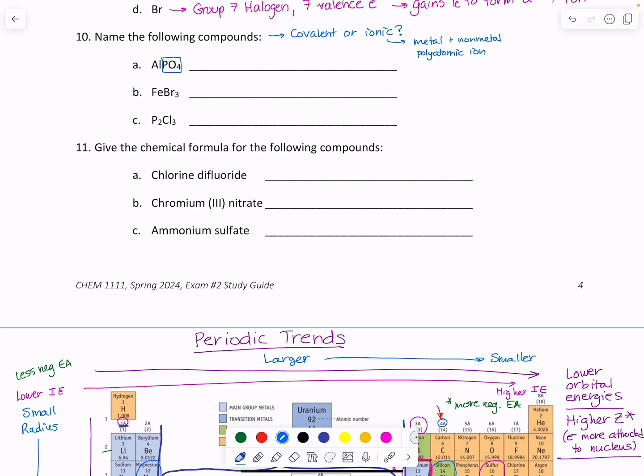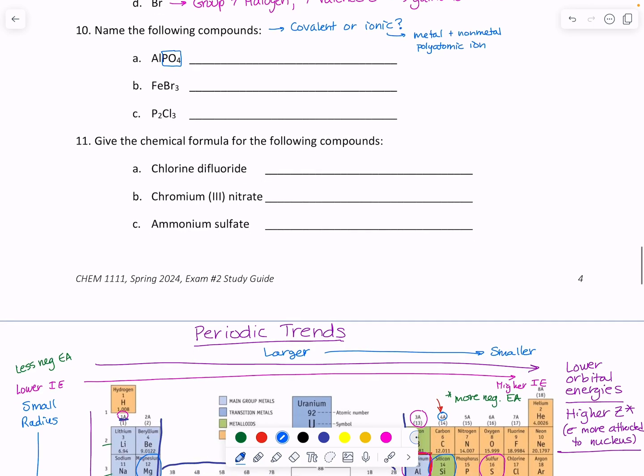And so if we look at this one, we've got our phosphate. Okay, and so that is a polyatomic ion. It's one of the polyatomic ions that you should remember and recognize. All right, so in the case of an ionic compound, the cation, which is the aluminum in this case, just uses its name, aluminum. So this is an ionic compound. And then when we have a polyatomic ion, we just use the name of the ion. So this would be phosphate, aluminum phosphate.